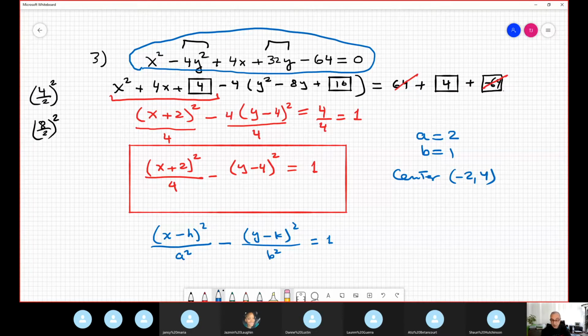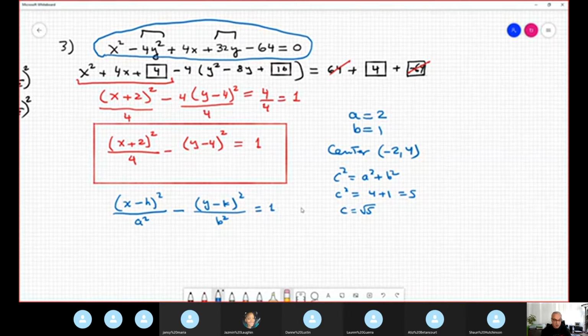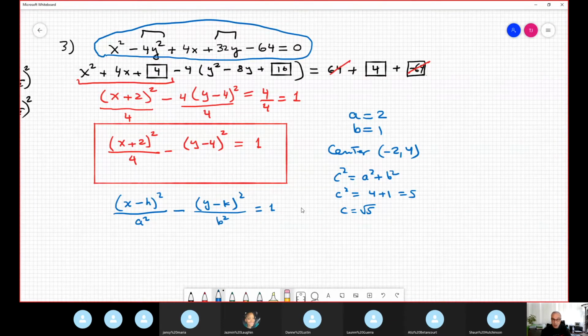And the foci, or the focal distance, no? Is c squared is equal a squared plus b squared. c squared is equal 4 plus 1. Therefore, c alone is radical 5. Okay. So now I realize also that my hyperbola is horizontal. How do you know? Because the positive part is associated with the x. So our hyperbola looks like that. Bam, bam. So the transversal axis is parallel to the x-axis.